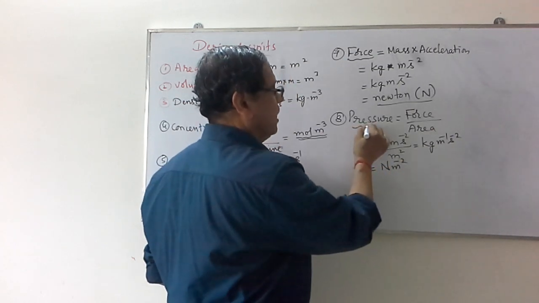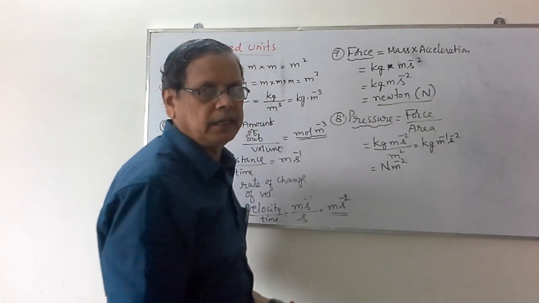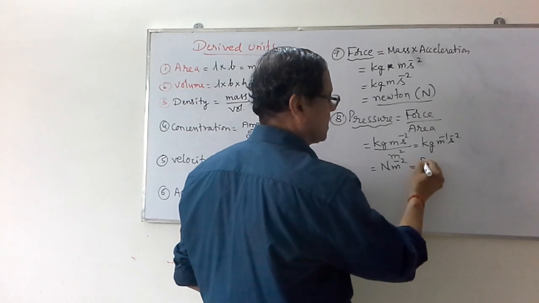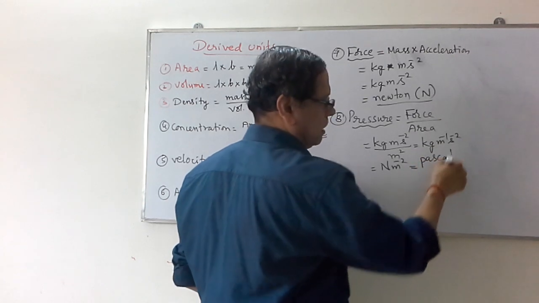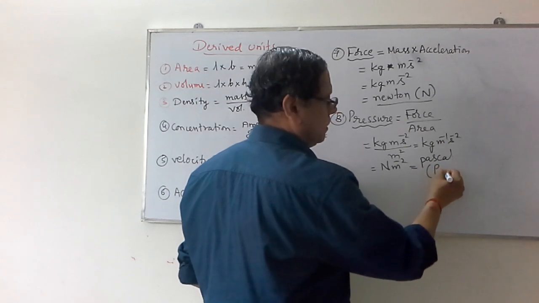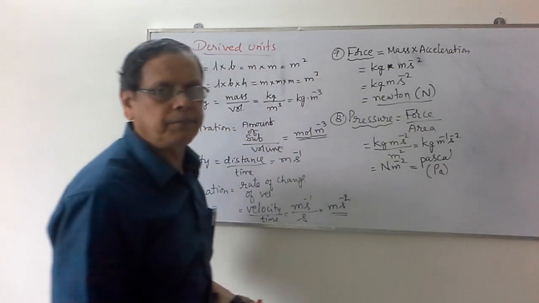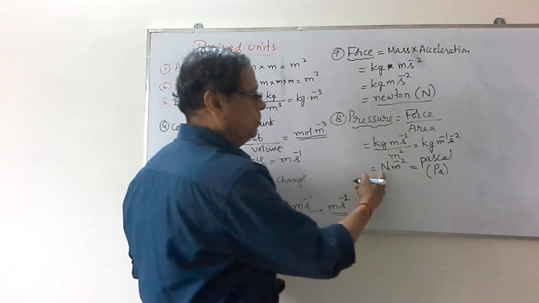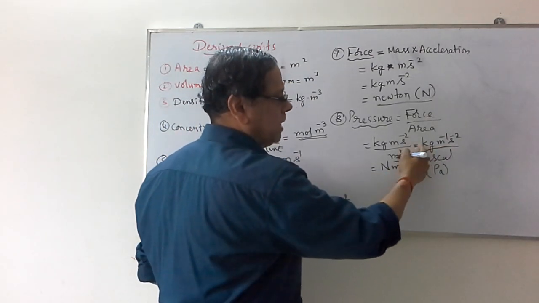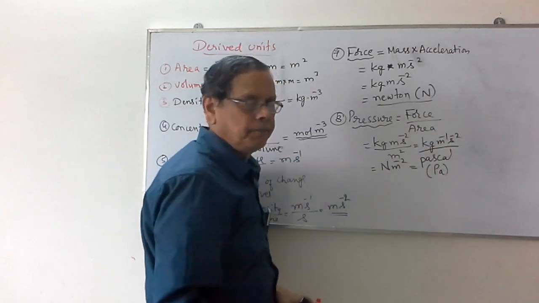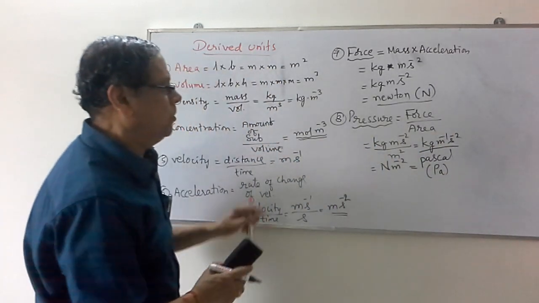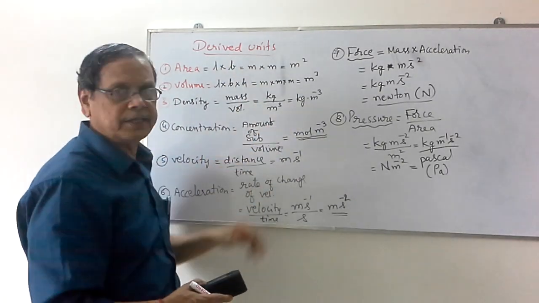But there is another name for this unit of pressure in the SI system. This newton per meter square is also named the pascal, which has the symbol capital P small a. That is, newton per meter square or pascal is nothing but equal to kg per meter per second square, or it is force per unit area. So this is about some derived units.